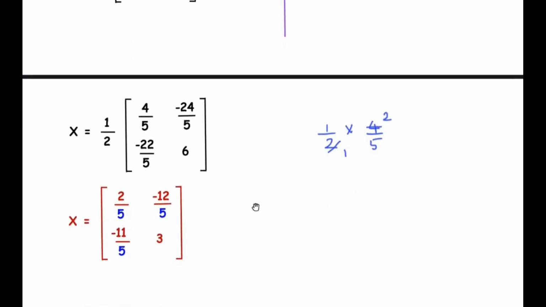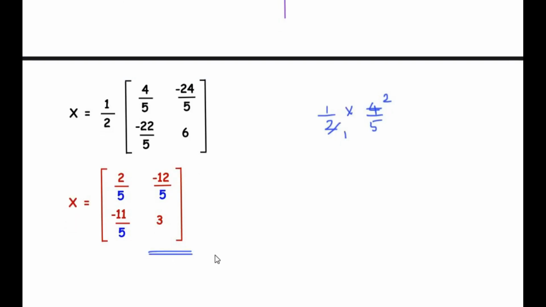Now 1 over 2 multiplies with minus 22 over 5. So 2 divides 22 giving us 11. So the third element is minus 11 over 5. And finally we have 1 over 2 times 6. 2 divides 6 giving us 3. So this is the value of x. Now let us move on to the 8th question.